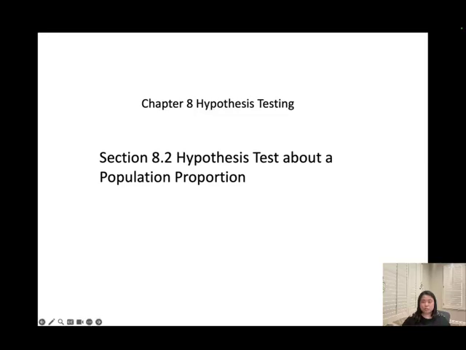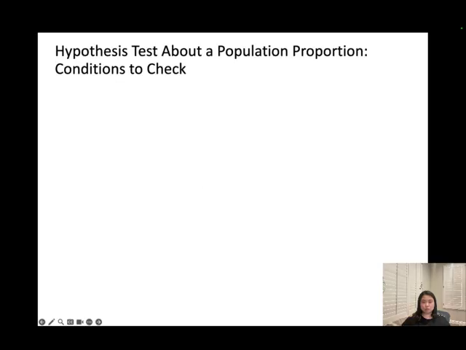Session 8.2, Hypothesis Test about a Population Proportion. These sessions will be working on hypothesis testing about a population proportion. First, we need to know how to check the conditions.